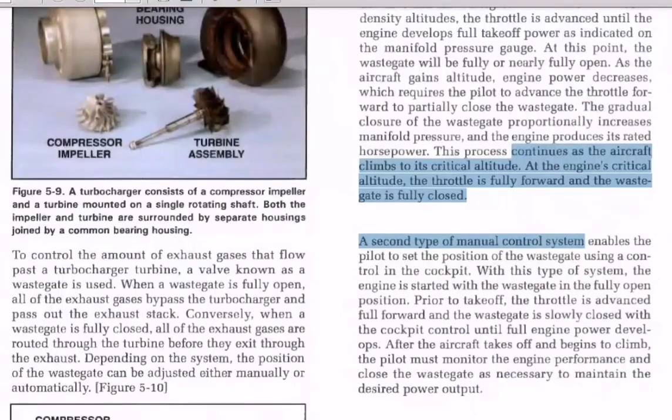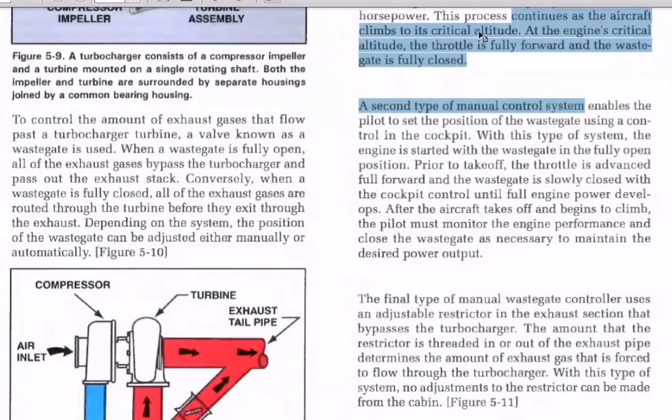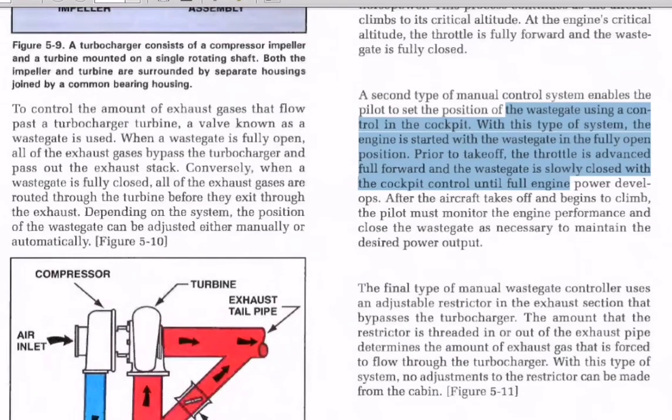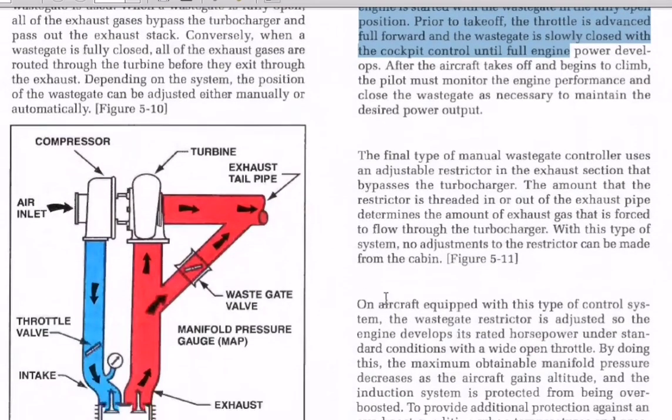Tak ada, sir. The second type of manual control system enables the pilot to set the position of the wastegate during control in the cockpit. So, ada second type ni, manual control ni, dia ada separate control. One is the throttle valve ada control lah. Tetapi kita ada separate control for the wastegate. Jadi, pilot dah ada banyak control. Patutnya ada 3 saja, sekarang dah ada 4. Jadi, pilot dah pening kepala nak control tu, nak control ni.